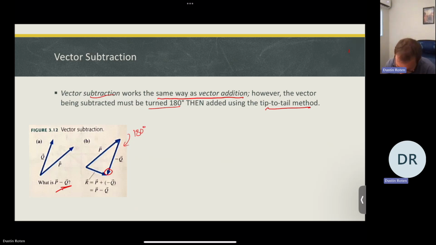So it's p first. Okay, now it's going to be plus negative q. So then we do tip to tail with negative q. And then there's our displacement, r. Okay, so r is here. I'll make it good and bold for us.